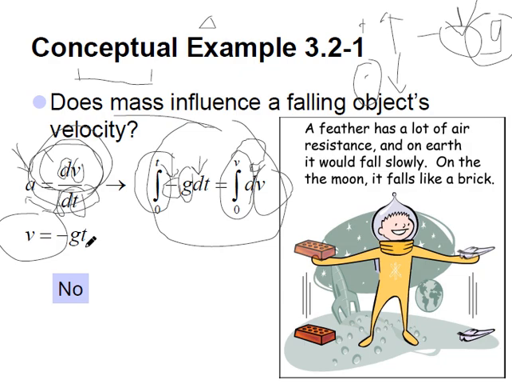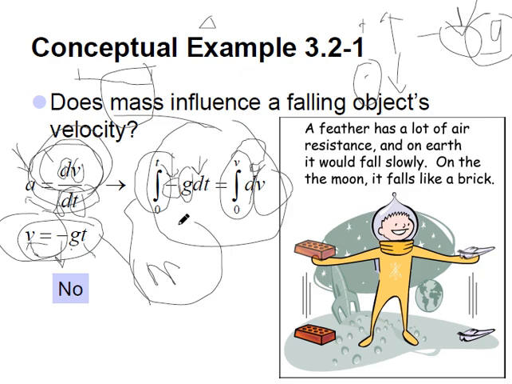So we get the simple value, and the direction is going down because we're falling. When you look at it, there is no place for mass. Mass is not included. Therefore, velocity is influenced by gravitational acceleration and time. That's it. It is not influenced by mass. Why? Because I don't see m in my equation. So the answer is no.